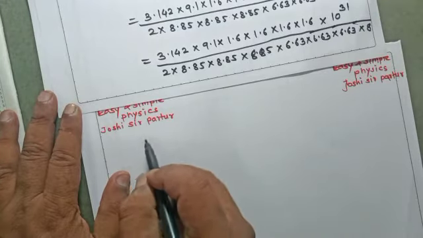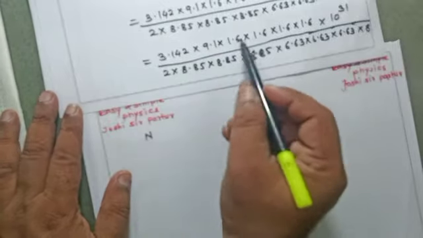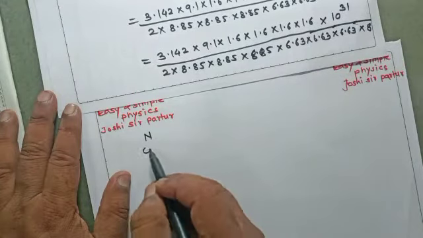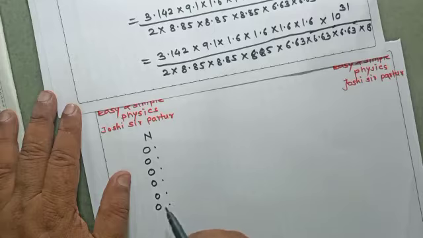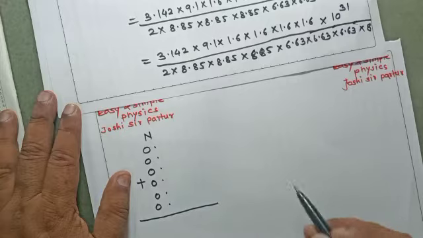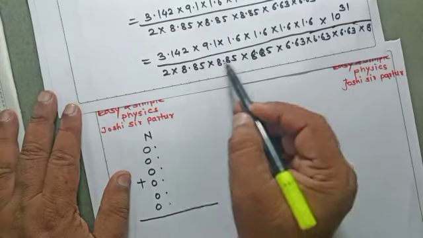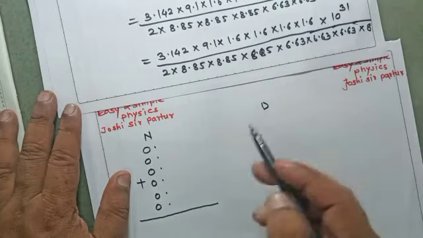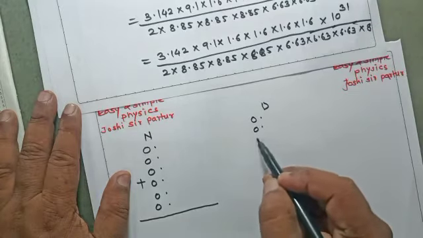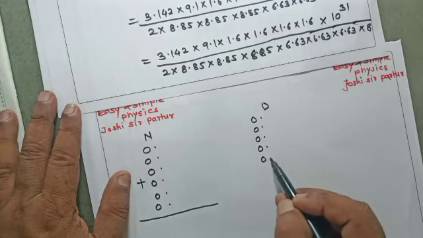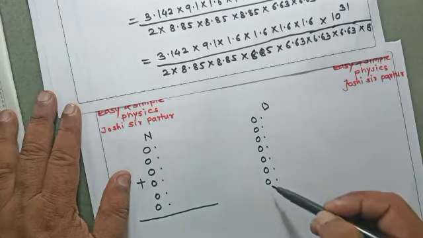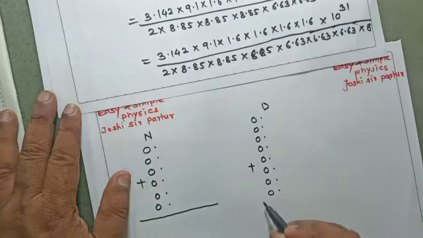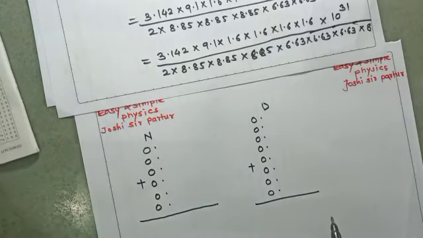So here we see that the numerator has 6 values, having characteristic 0, 0, 0, 0, 1, 2, 3, 4, 5, 6. Multiplication is there, so addition. In the denominator there are 8 values, so here 0, 0, 0, 0, 0, 0, 1, 2, 3, 4, 5, 6, 7 and here 8. That's when we use logarithm.